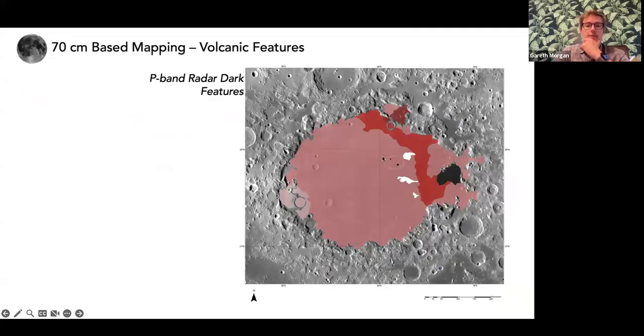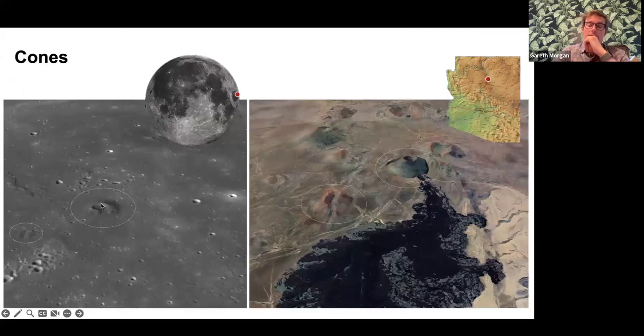The other feature I want to highlight is these very small radar dark features. And when you close up on them, they're indeed these nice cone features that you see on the moon. So this one and this.